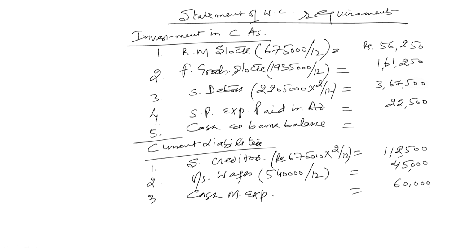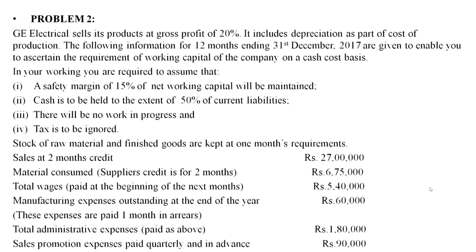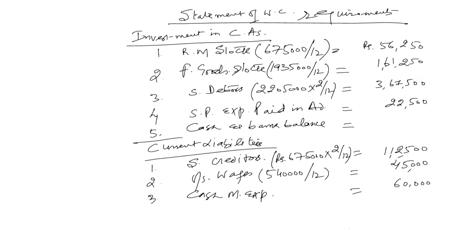And then what else is there? Anything which we can pay in arrear: total administrative expenses are paid 1 month in arrear. Total expenses are 180,000, so out of 180,000, 1 month is paid in arrear. These are the outstanding administrative expenses, which will be paid in arrear. Total is 180,000 divided by 12, so we are getting 15,000. This much of the credit will come for a period of 1 month.